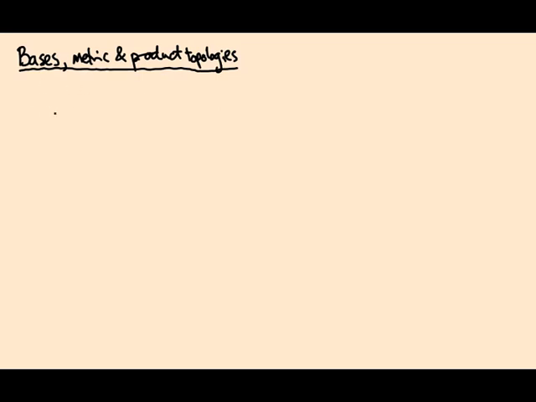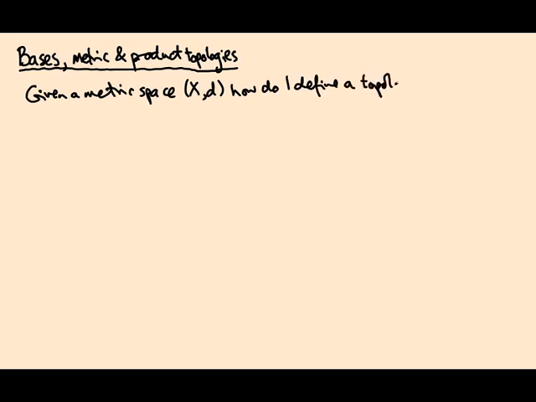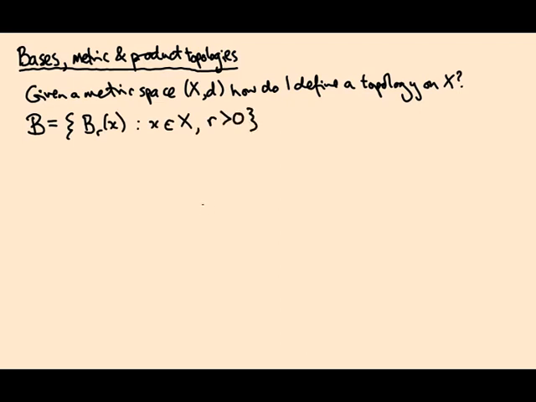And the idea comes from metric spaces. So I'm going to first tell you, given a metric space X with a metric D, how do I define a topology on X? Well, what I do is I first form the set curly B, which is the set of all balls of some radius around some point. This x ranges over all the points in X, and r is just any number. So let curly B be this. So this is the set of all balls.